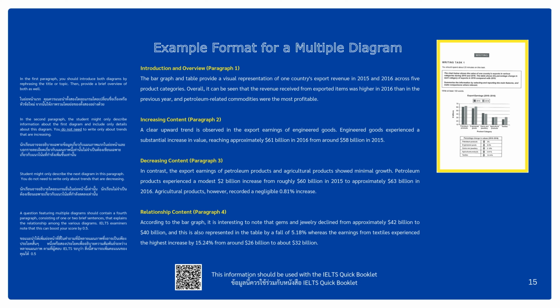One of the main goals of 2 diagrams in one test, a multiple diagram such as what you see on your screen right now, is to compare the diagrams. So you should have a third body paragraph. This could be as short as you need it to be. And in the final body paragraph, it's useful to compare both diagrams by describing their relationship. For example, it's interesting to note that while gems and jewelry experienced a slight decrease in earnings, textiles showed the highest growth with a 15.24% increase.